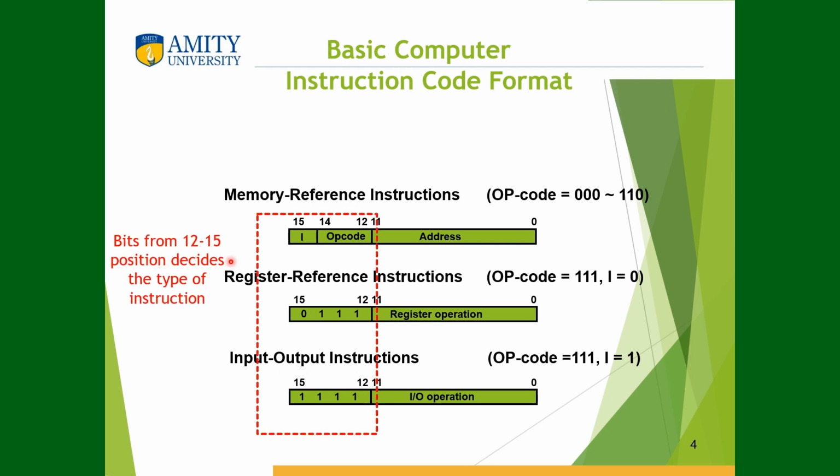The bits from 12 to 15 are the ones that determine the type of instruction. If the opcode, or bits 12 to 14, are not 111, then it means it is a memory reference instruction. That means any combination of the opcode below 111 is a memory reference. The remaining ones are register reference or input output. The difference between the register and input output is the addressing mode, which is 0 in register and 1 in input output.